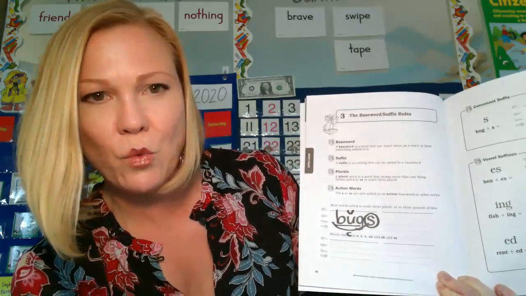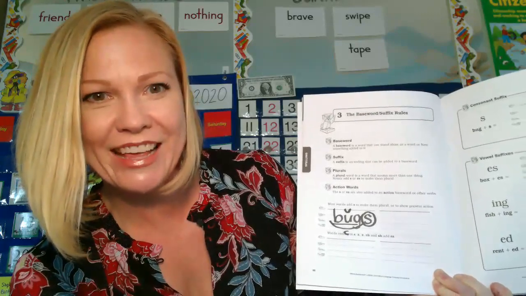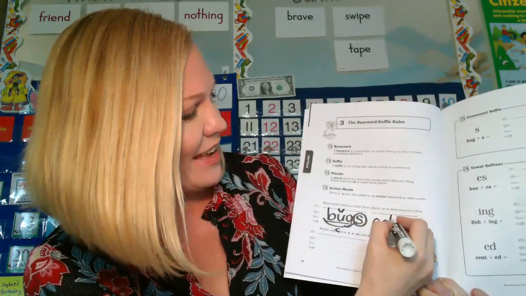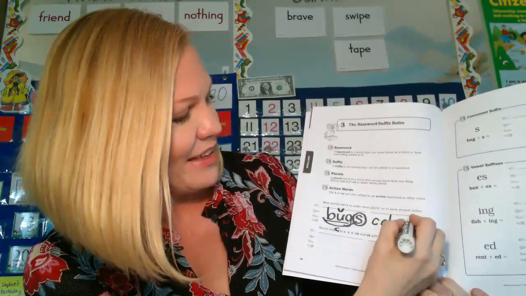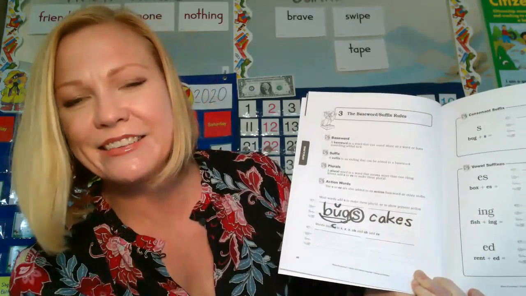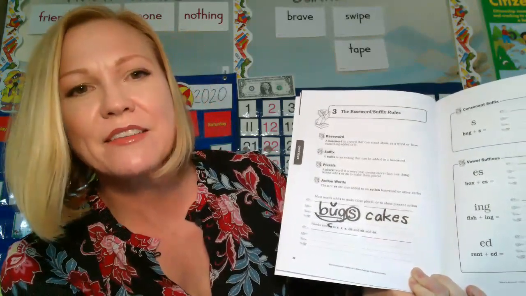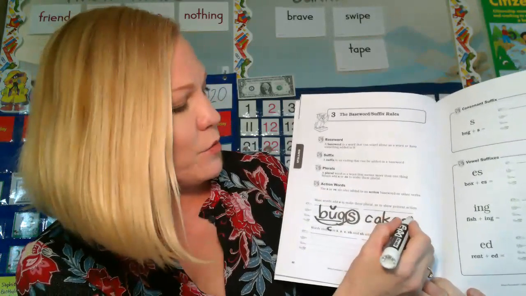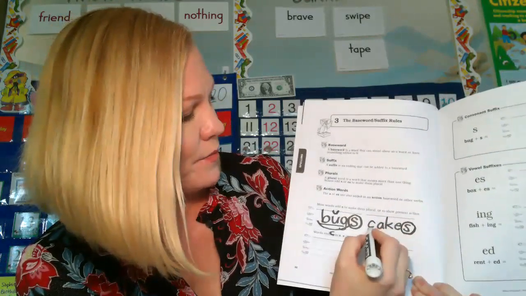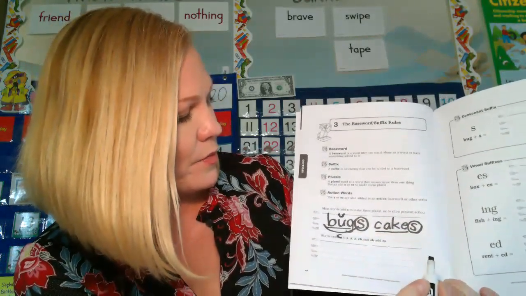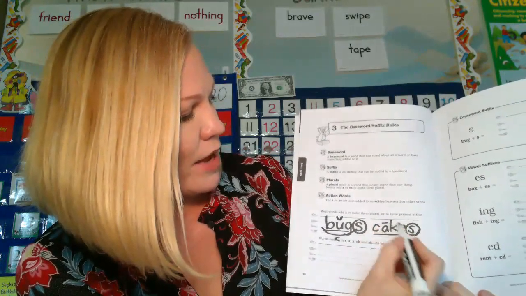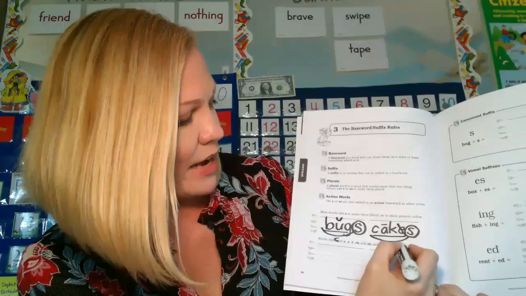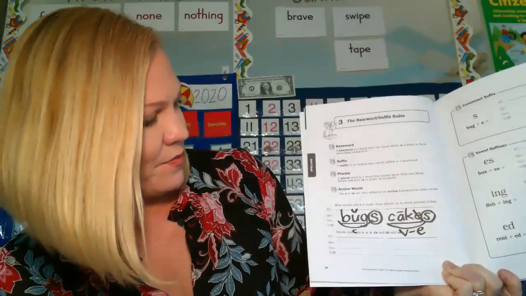Now let's write the word cakes. Because who wants just one cake? We want more cakes. Cakes. Write that down next to bugs. And let's mark this word. This word also has an S at the end and a base word, but this one has a long A and a silent E, which makes it a V-E word.